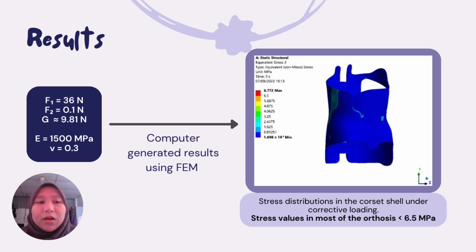the original corset. The figure here presents the von Mises stress distribution, indicating that most stress values in the orthosis remained below 6.5 megapascals, except in small surface areas where the load and supports were applied. Since the stress values remain below the material's critical limits, it can be implied that the orthosis can withstand the applied loads and provide the required corrective support without risk of material failure or excessive deformation.